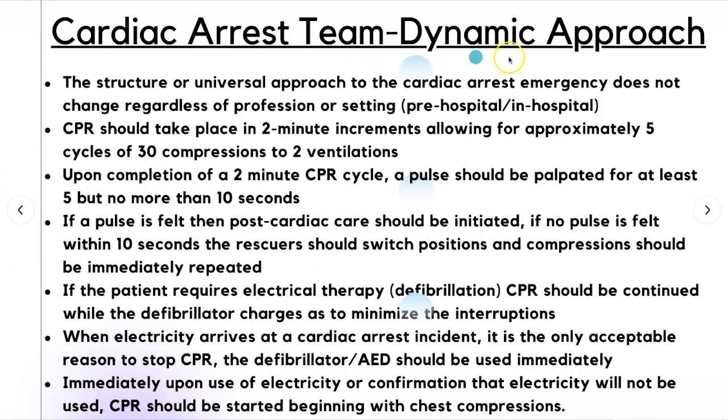Cardiac arrest team dynamic approach. The structure or universal approach to the cardiac arrest emergency does not change regardless of profession or setting, whether it's pre-hospital or in-hospital. You're still doing CPR, and it should take place in 2-minute increments, allowing for approximately 5 cycles of 30 compressions to 2 ventilations. And upon completion of a 2-minute CPR cycle, a pulse should be palpated, again, for at least 5, but no more than 10 seconds.